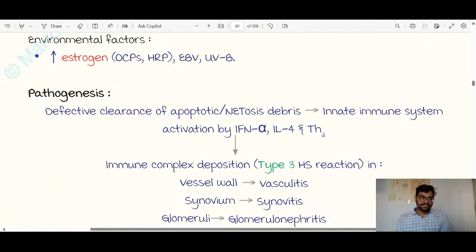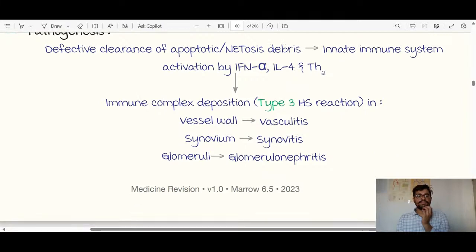Environmental factors: increased estrogen, OCPs, HRT, Epstein-Barr virus, ultraviolet B. These are all environmental factors. Pathogenesis: ineffective clearance of apoptotic necrotic debris, innate immune system activation of interferon IFN alpha, interleukin 4, TH2. These all lead to immune complex deposition, a type 3 hypersensitivity reaction in vessel walls, synovium, and glomeruli. Vessel walls: vasculitis; synovium: synovitis; glomeruli: glomerulonephritis.